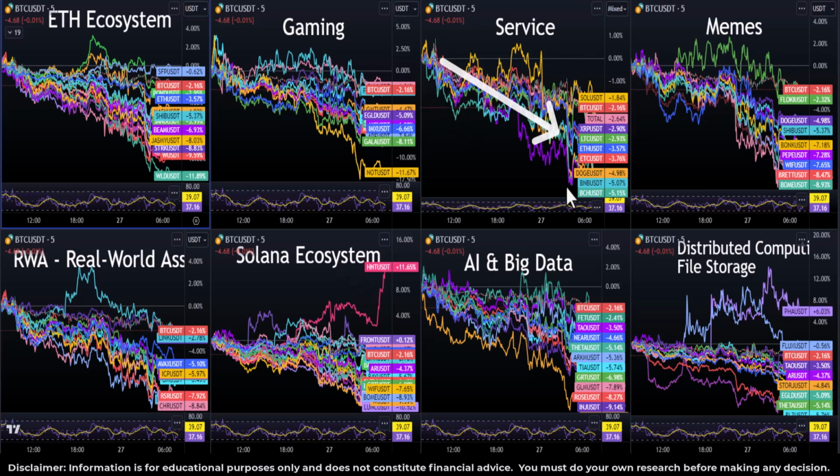Inside the service, we can see that Bitcoin Cash is performing the worst and Solana is performing the best. In terms of AI and big data, it's all coming down. Distributed computing and file storage, PHA and Flux, are starting to diverge. When you look at groups like this, you can actually find different winners. So it's a really good thing to do. When we look at the memes, we can see that Bitcoin going negative has pushed all the memes down. And unfortunately, Pepe, Whiff, Brett, and Bohm are getting whacked.